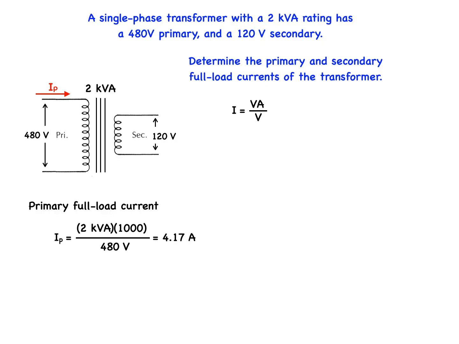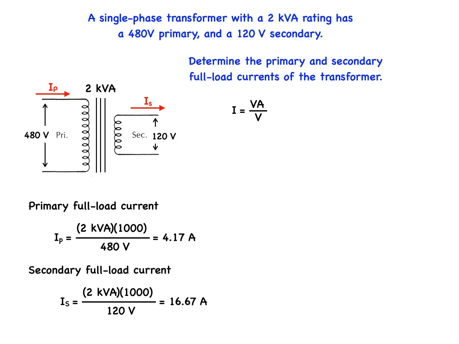4.17 amps. The secondary full load current, IS, is given by 2 kVA times 1000 divided by 120, and that equals 16.67 amps. It may seem strange at first, but the transformer current will be higher in the winding which produces the lower voltage. This concept is important to understand in order to avoid transformer or conductor overloading.